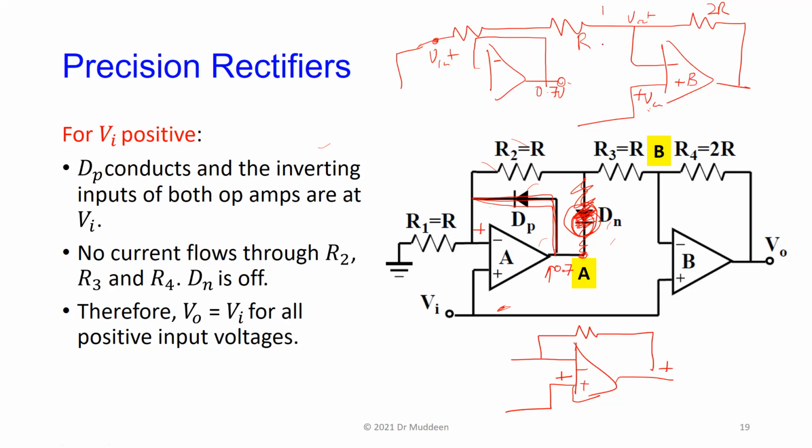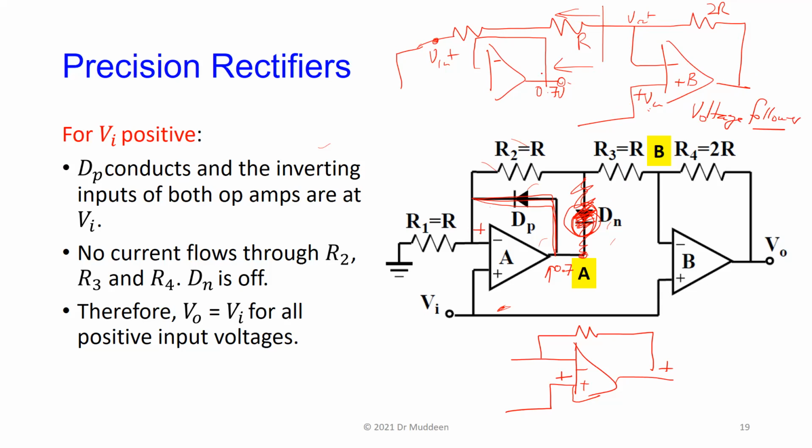Op amp B now has nothing connected on this side, so it works simply as a voltage follower. You have a resistance in the feedback and nothing from the input to ground. So this is just working as a voltage follower here. If Vn is positive, you get a positive coming out.